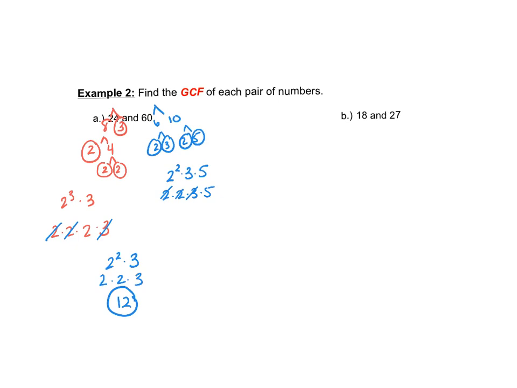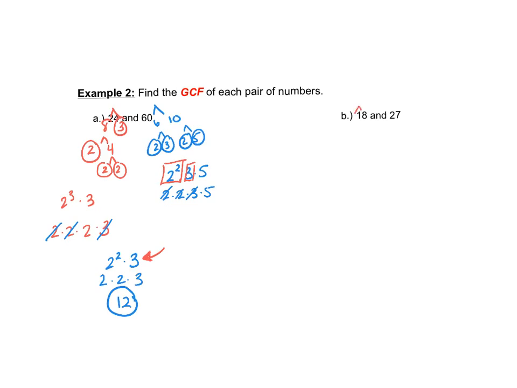What you could do, if you can think of the shortcut, is you can keep the smallest of the exponents, so 2 to the second, and then the other one they had in common was 3 to the first, and so that's really what you're multiplying, 2 to the second times 3, which is right here. But it's just looking to see what they have in common.